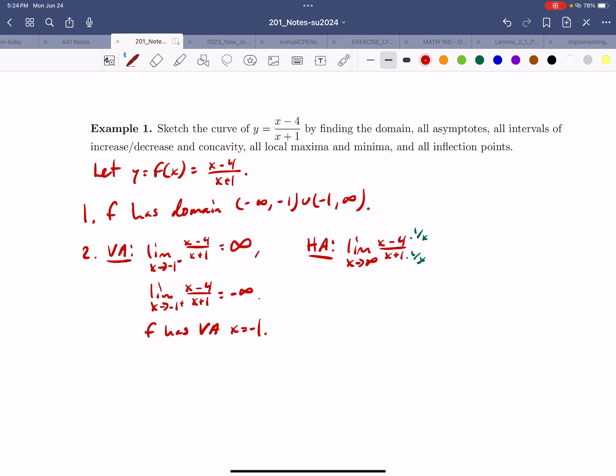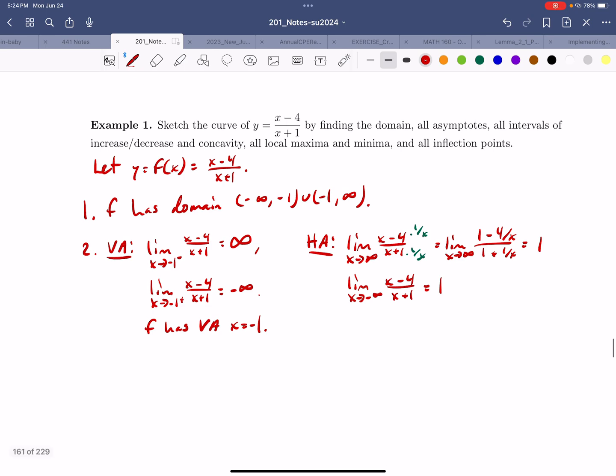And what do we get? We get (1 - 4/x) over (1 + 1/x), and we see that that equals 1. I will leave this as an exercise to you, but you can also show that the limit as x approaches negative infinity of (x - 4)/(x + 1) also equals 1. Again, I skipped the work for that.